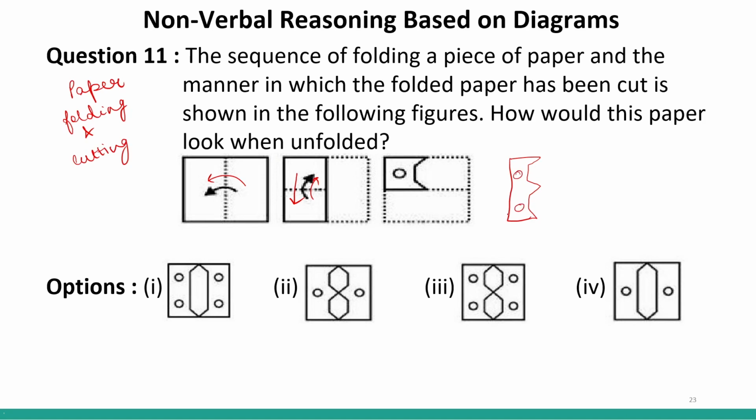Correct? And when I open it further, so this was folded like this. So if I open it further in this direction, my incisions will look something like this. It will be inverted. So my image will look something like this. Correct? And this is given in option number 3. So option number 3 will be your correct answer. Okay?